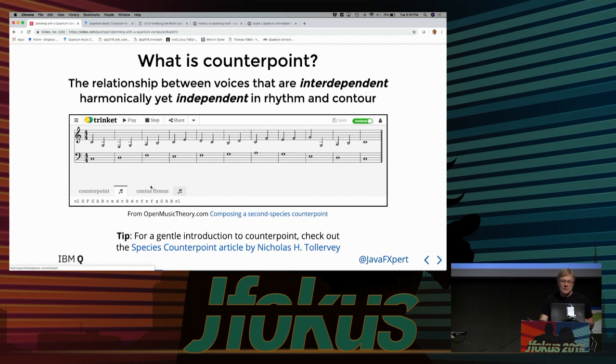So I'll go ahead and play it again, and please notice that the top and the bottom melodies are rising and falling in pitch, but whenever two notes are played together, they sound pleasing to the ear.